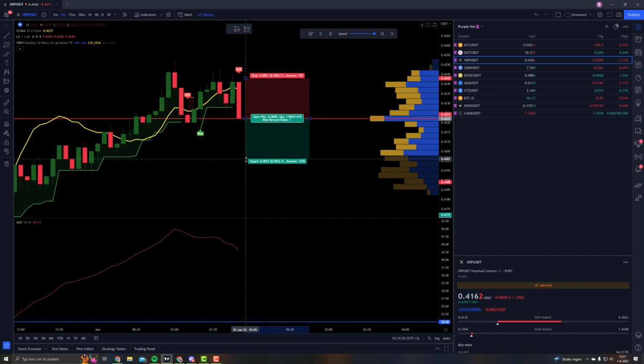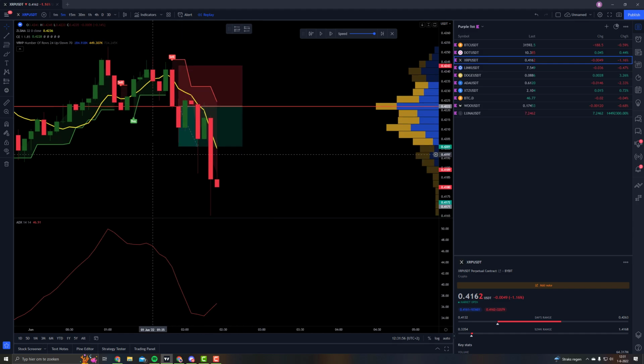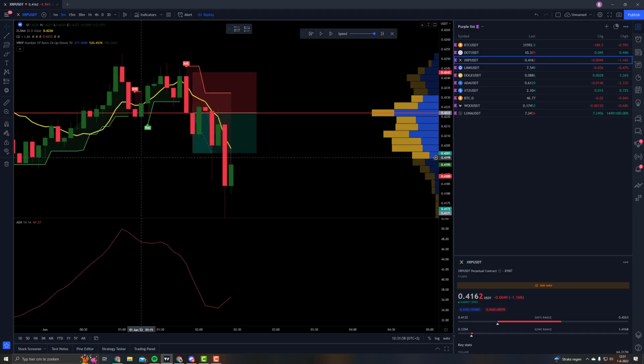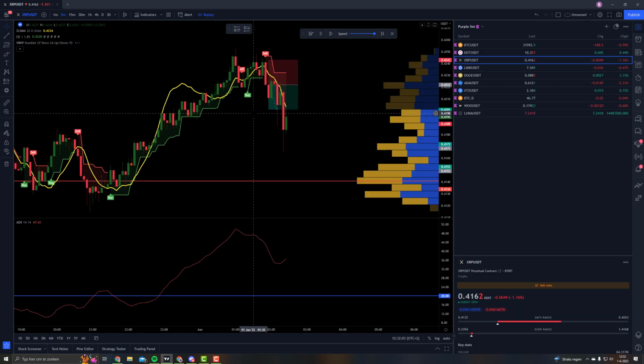We go 1.1. It would have played out. It doesn't really matter, we would have hit both of them. But yeah, that is going to be the trading strategy. I'm going to backtest this 100 times and I'll come back to you with the results.